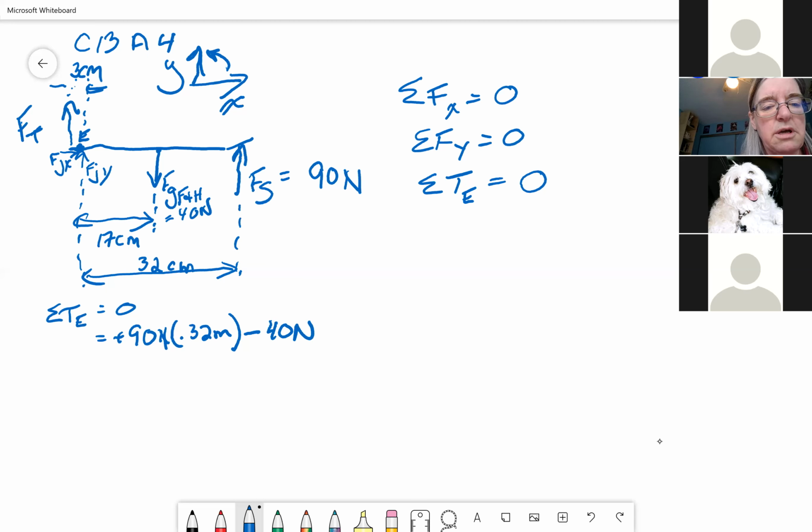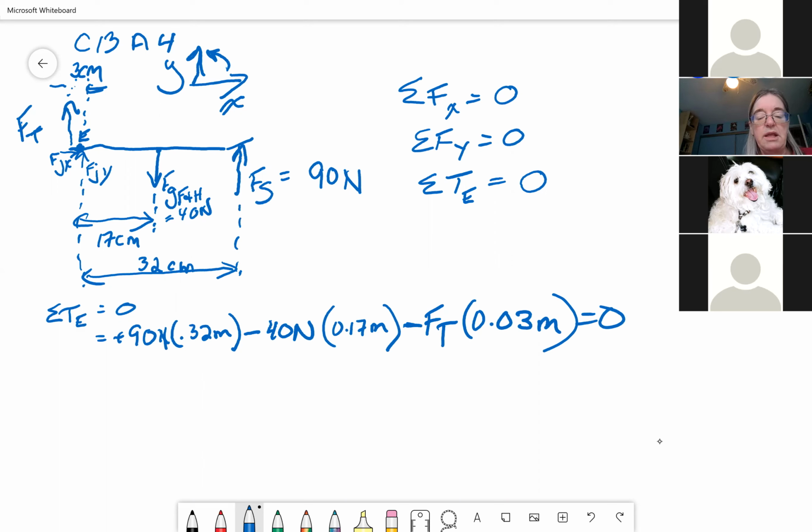40 newtons times 0.17 meters. And then this guy right here, if I push up on that on the other side, it's going to cause it to rotate clockwise also, because now I'm pushing up on this side. It would have the same effect as pushing down on this side. So it's also going to be negative. The force of the tendon times 0.03 meters equals 0. So the only unknown here is the force of the tendon, which is exactly what they ask you to calculate.